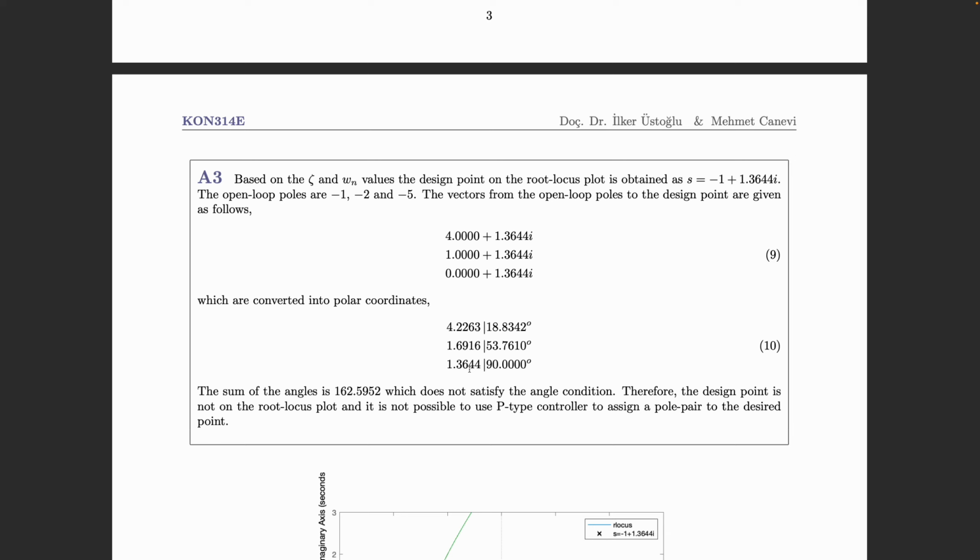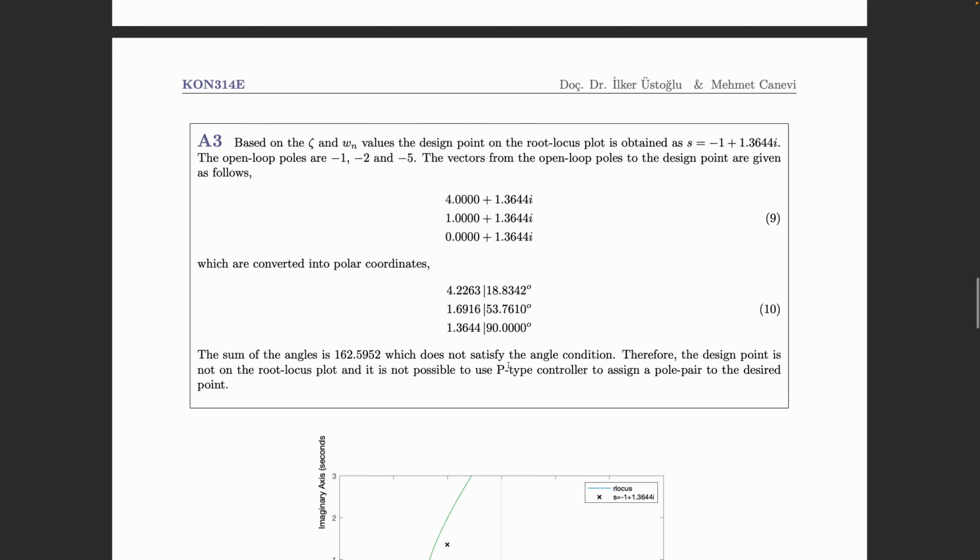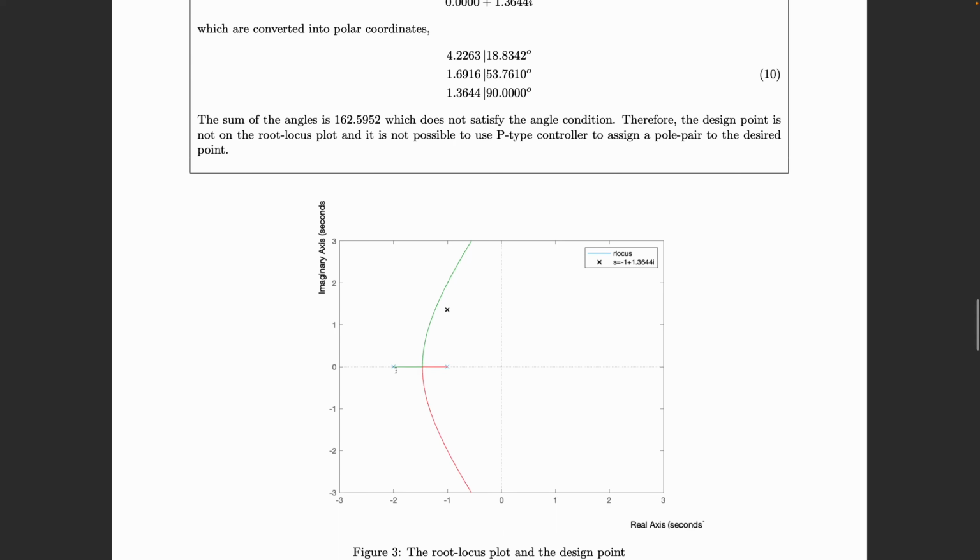If you have zeros, of course, that should be taken into account differently, but we don't at this point, so that would be it. But we can see that 162.5952 is not 180 degrees, so it's not on the root locus plot, so there's no P-type controller that achieves this pole in the closed loop, so therefore we have no feasible solution at all.